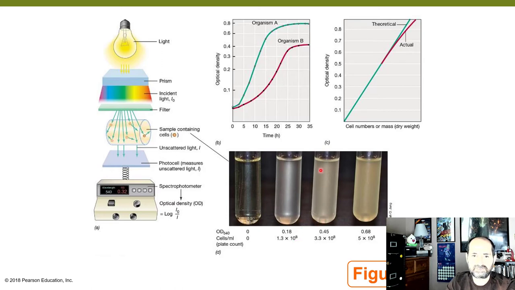Then you have an even more turbid broth. This would give you 0.45, or 3.3 times 10 to the 8 cells per mL. And then you have 0.68. So you see, as the media becomes more and more turbid, more and more cloudy, it's going to block more and more light. And as that OD value creeps up, you can calculate the number of cells per mL that you have.